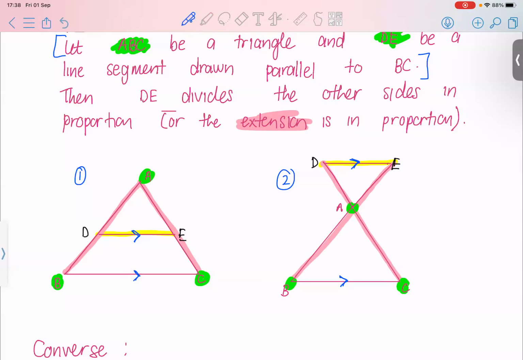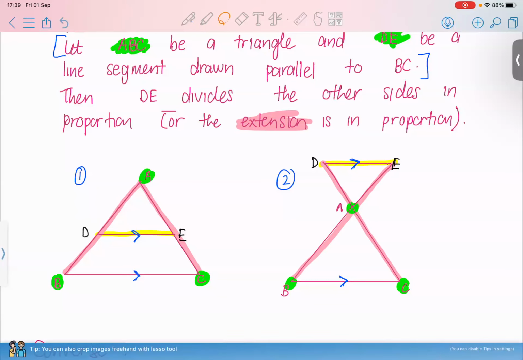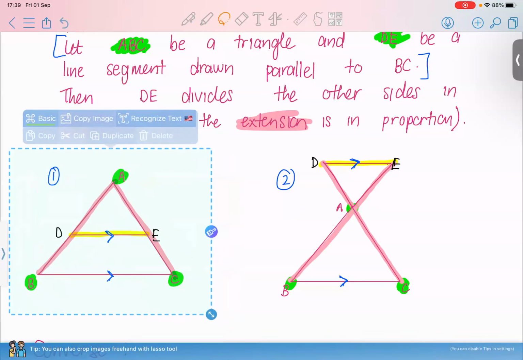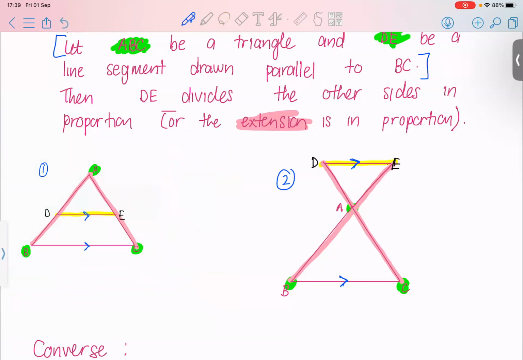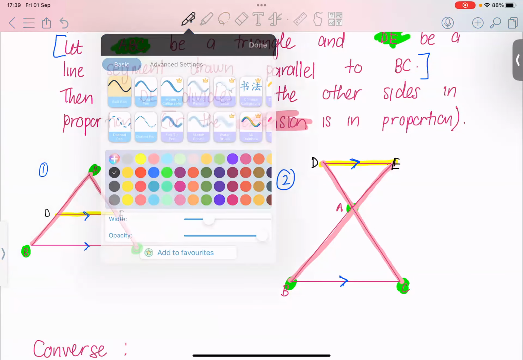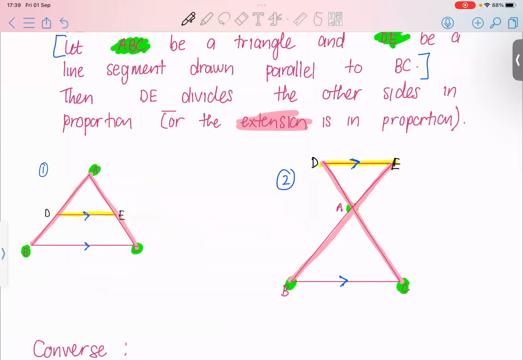So how does one algebraically state that? Because now I've got a diagram, but of course this must be explained in a certain way. Well, from diagram 1, if I look at diagram 1, this can be explained in the following way. We say that the two sides are divided in proportion, where we write it in the following way.